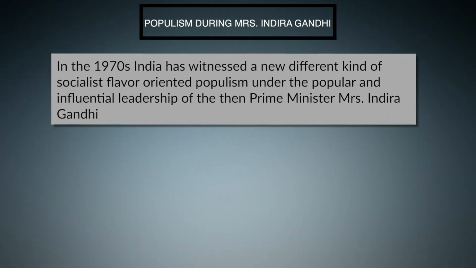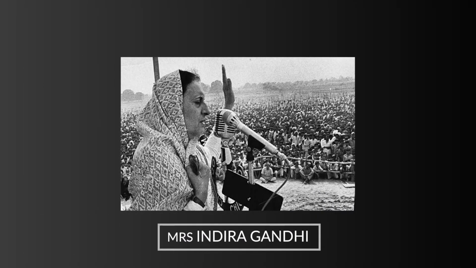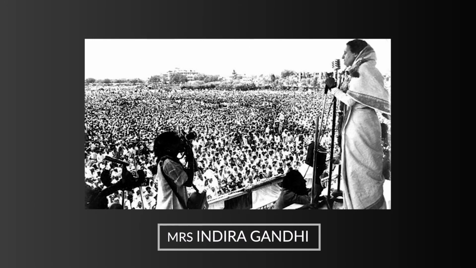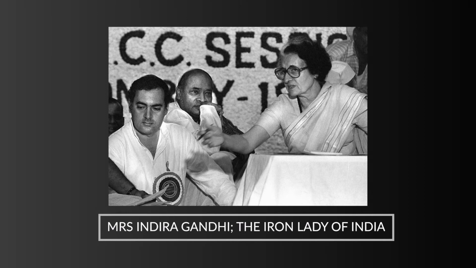And by combining populism with socialism, Mrs. Gandhi created a new political category called the poor, and the popular slogan called Garibi Hatao, the reduction or end of poverty. Then the Garibi Hatao slogan, and then India is Indira, comparing Indira Gandhi with the state. She herself became the state. In that sense, both Garibi Hatao and India is Indira, Indira's India, India is Indira, this kind of slogan basically amalgamated a new kind of authoritarian populism with a sense of socialistic flavor.